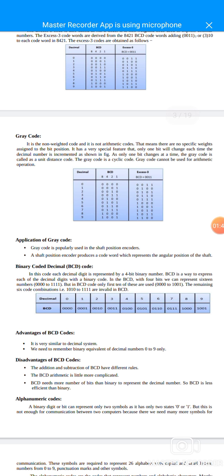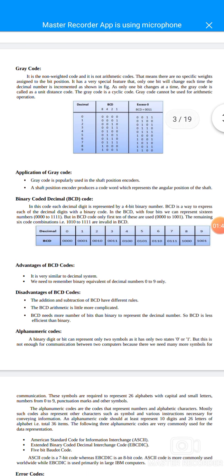Advantages of BCD codes. It's very similar to the decimal system. We need to remember the binary equivalents of decimal numbers 0 to 9 only. Disadvantages of BCD code. The addition and subtraction of BCD have different rules. The BCD arithmetic is a little more complicated. BCD needs more bits than binary to represent a decimal number, so BCD is less efficient than binary.